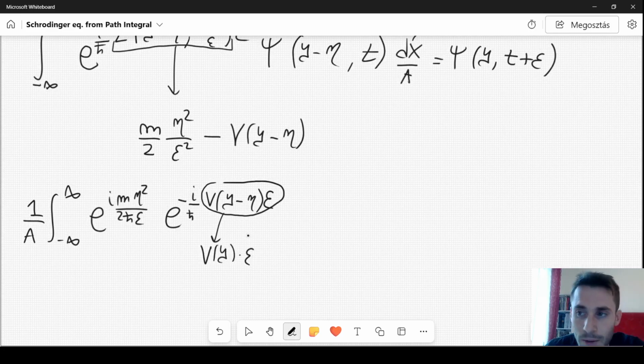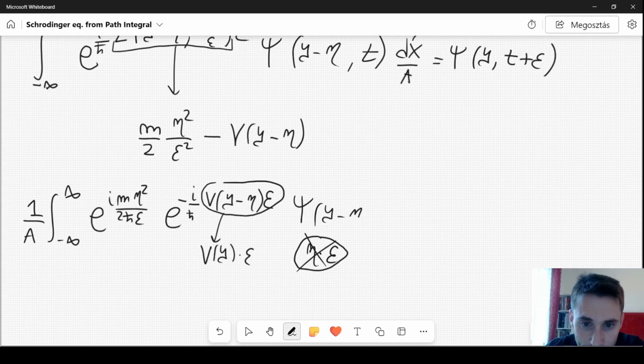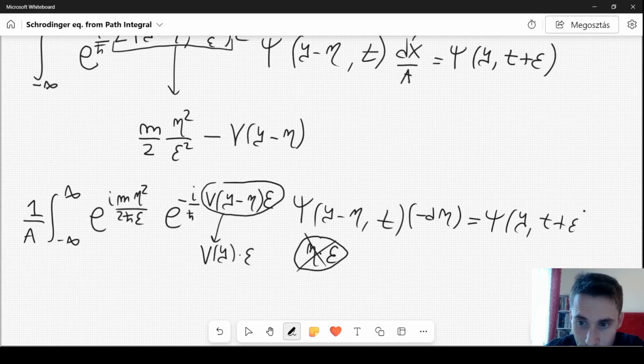So we are making a negligible error if you think about it, because if you expand the function V of y minus eta, you will also get a term proportional to eta. But when we multiply that by epsilon, we will get something proportional to eta times epsilon, and therefore this is a higher order term that we can just neglect. Then we have, of course, psi of y minus eta, t, which is the same as before, and then remember that instead of writing dx, we can write minus d eta. And then this is equal to psi of y, t plus epsilon.